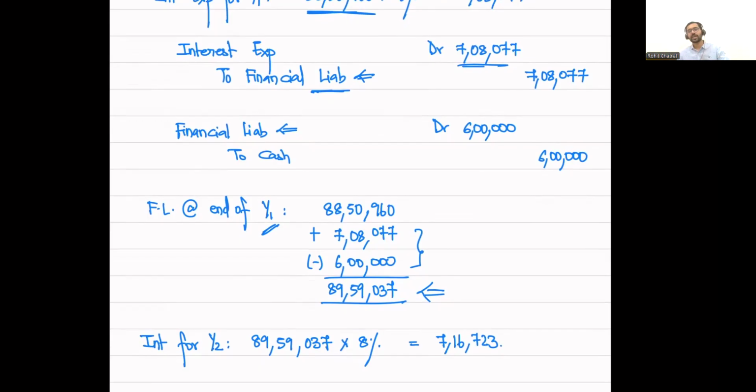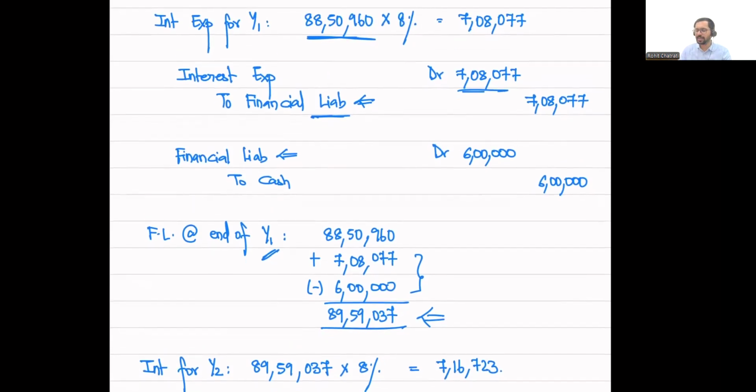This time, again, we have some unpaid interest, which is going to again increase my liability value by 1,16,000. First year it increased by 1,08,000. Second year it's again increasing by 1,16,000 odd. So my liability is going to keep increasing every year. Obviously, I cannot keep doing this detailed working each year.